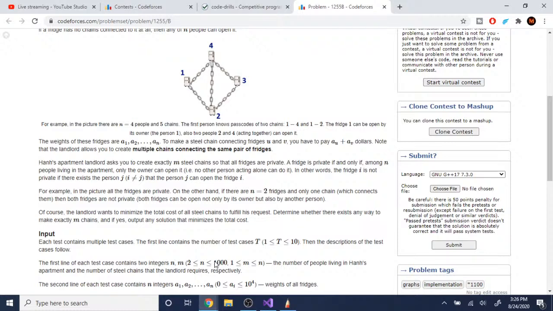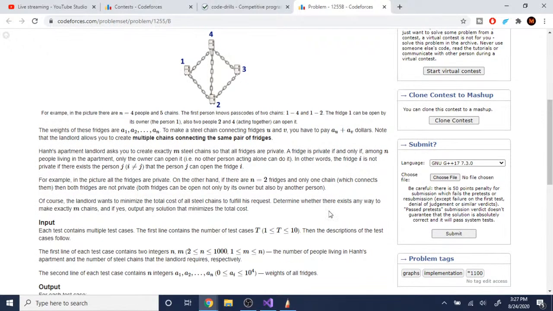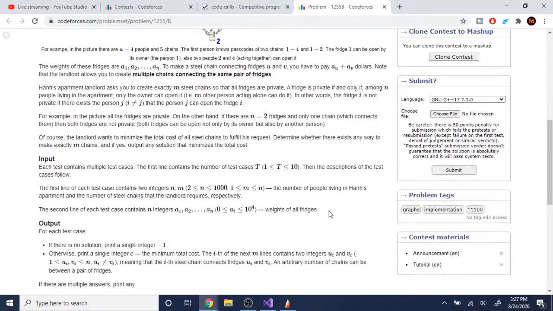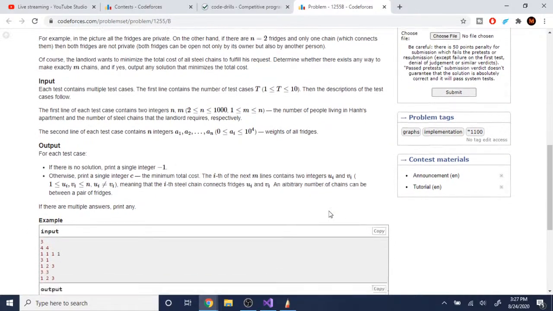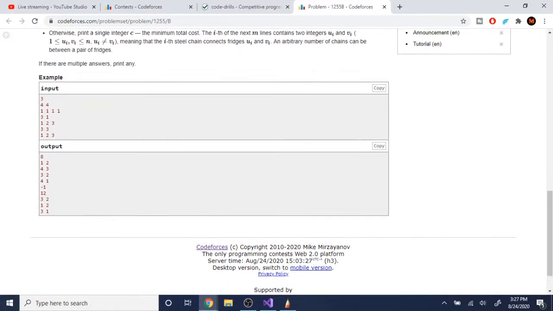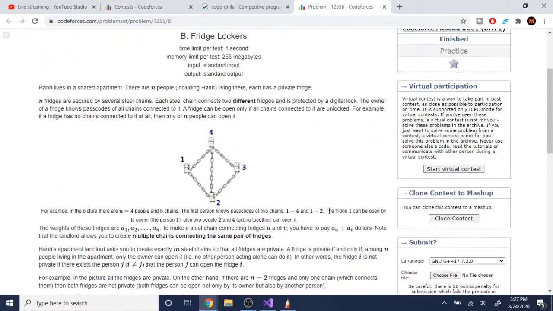Only the owner can open it. Fridge I is not private if there exists person J, I not equal to J, that J can open the fridge. For example, in the picture, all of them are private. On the other hand, if there are N equal to 2 fridges, only one chain which connects them both, then both fridges are not private. I don't understand the problem. Fridges and chains.